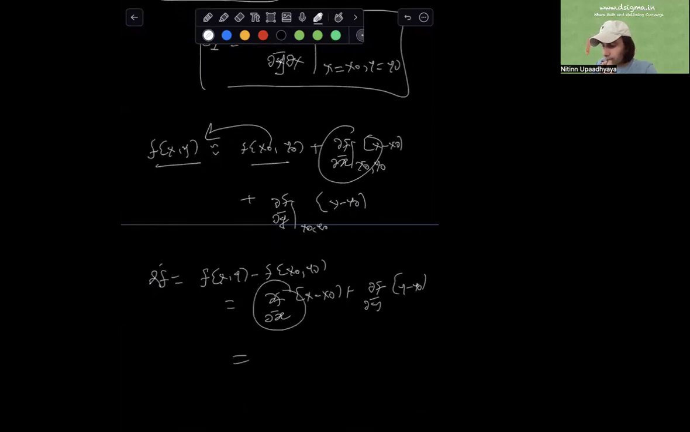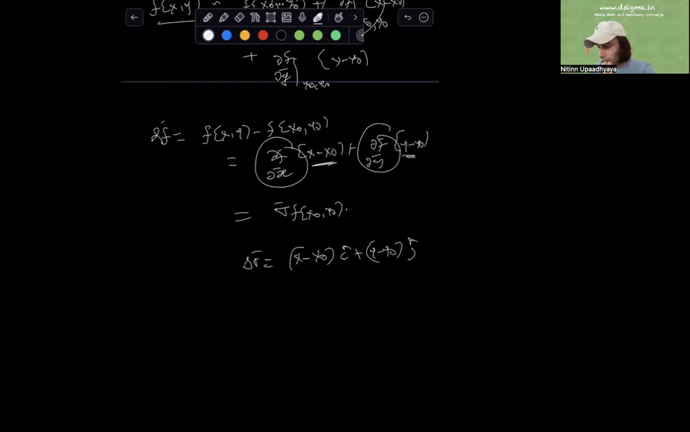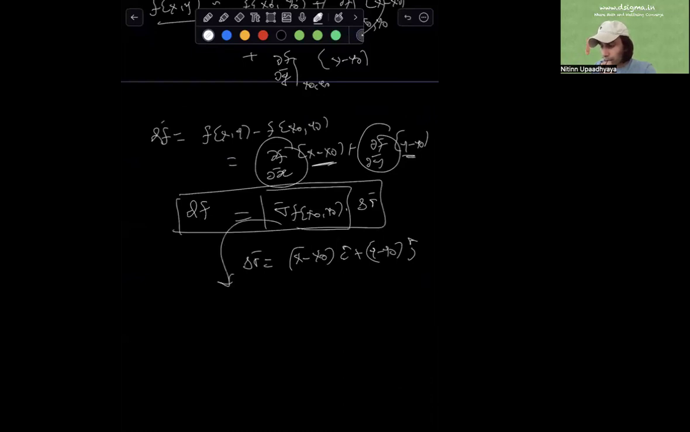And thinking of these two terms as forming components of a vector, which we call the gradient vector, which in this case happens to be evaluated at the location of the function x naught comma y naught, and then dotting it by the position vector, which we can write as del r, which is of the form x minus x naught i plus y minus y naught j. That's the change in the position coordinates, which is what gives us the change in the value of the function, right? So that's the gradient vector.